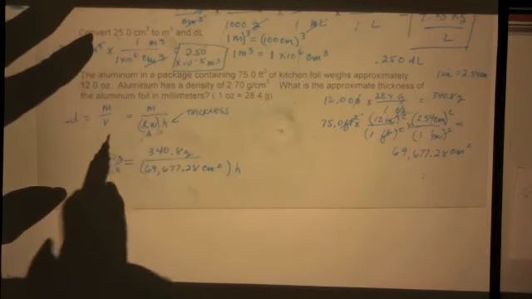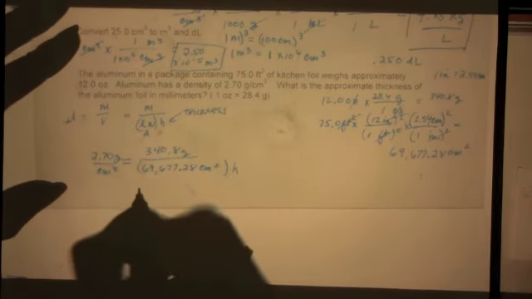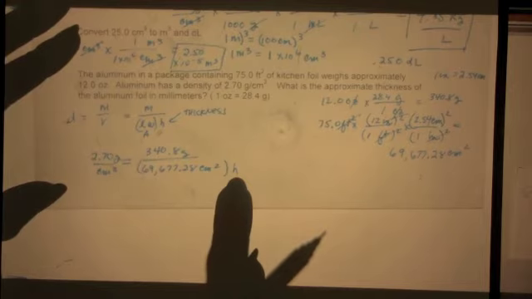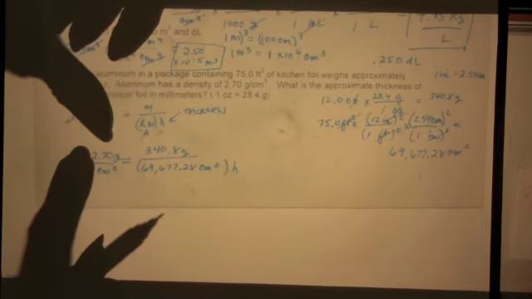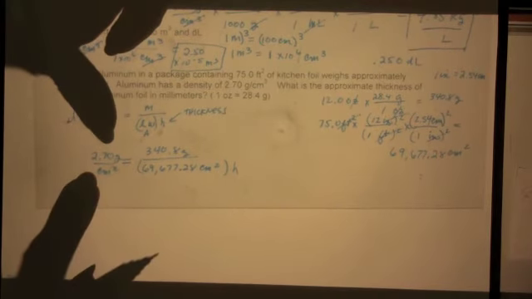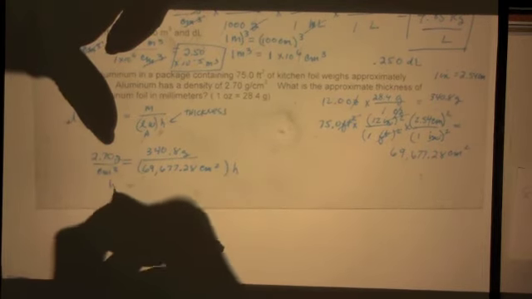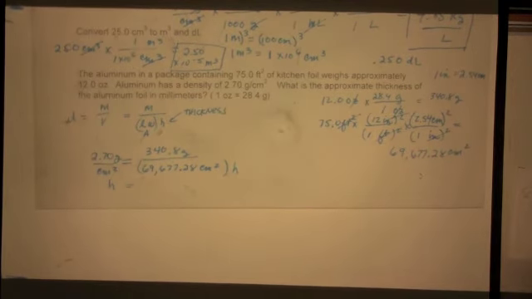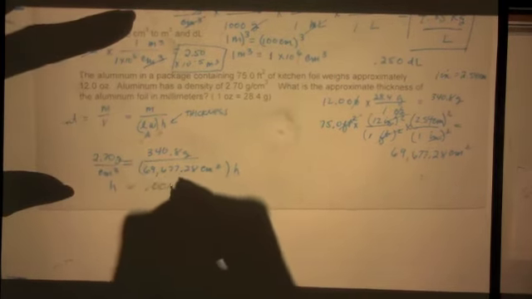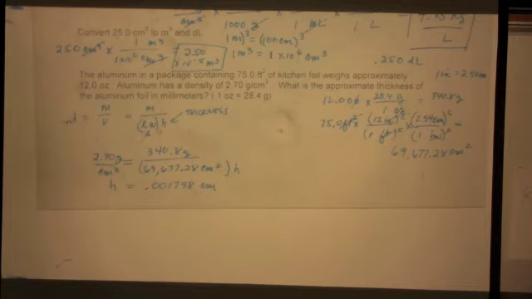Now here we are, all set up. We have the formula, we have everything but the height that we're looking for, and I'm just going to presto changeo here for you. You would take the height over here and then take the reciprocal of 2.70 grams per cubic centimeter. The square centimeters are going to cancel out for you, so that the height eventually is going to equal 0.001798 centimeters.